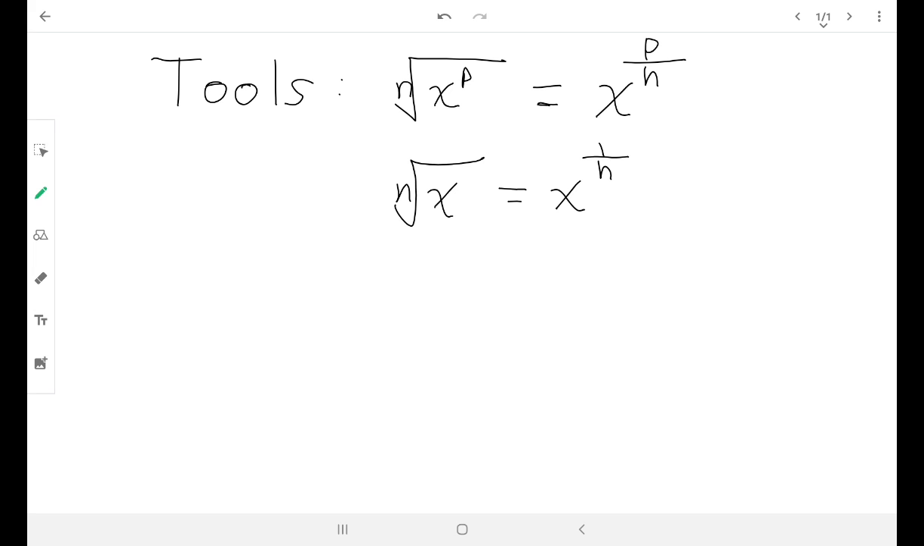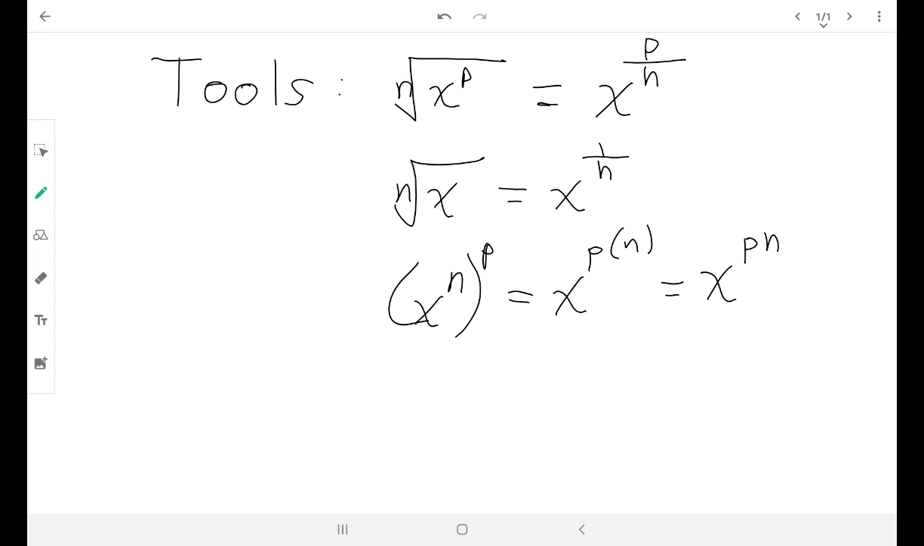Another exponent rule that is going to be really helpful is that if you take a power, x to the n, and raise it to another power p, then you multiply the powers. Okay, that's going to be another one that's important to us. So those are the exponent tools.